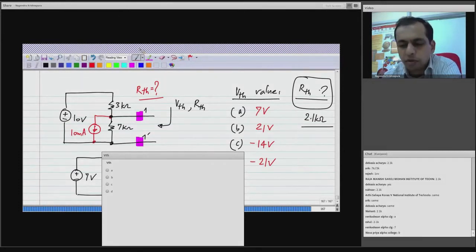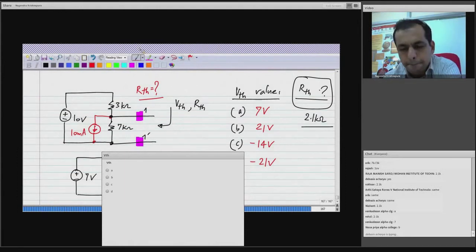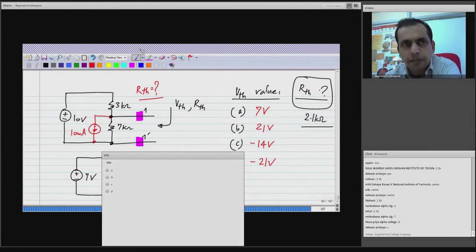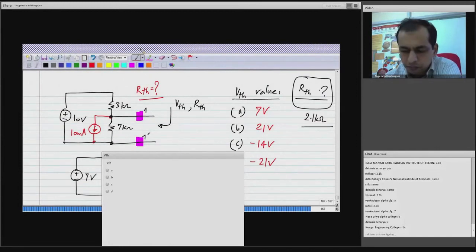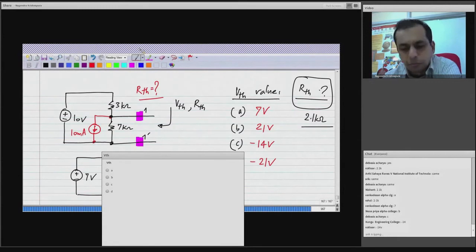So the question is about the VTH value with this new circuit which has the 10 volt voltage source, 10 milliamp current source and the two resistors, okay? Now also given some choices. So please do the calculation and let me know what the voltage value VTH is. You can either indicate it on the poll or just give me the value.